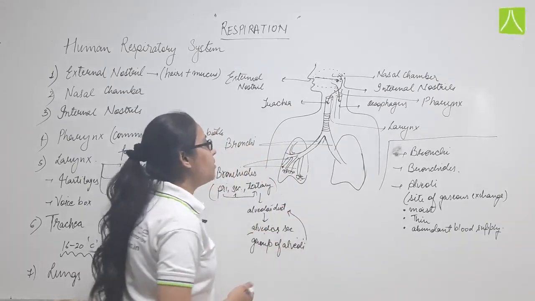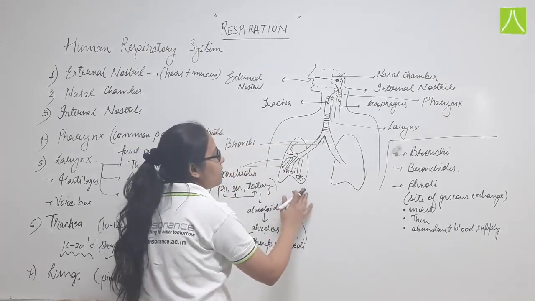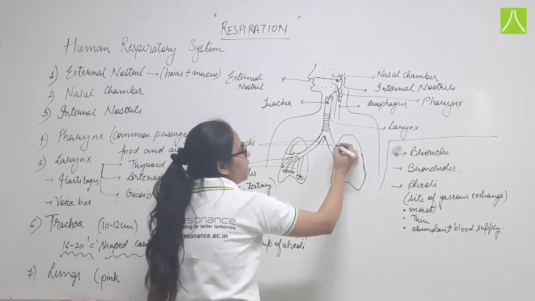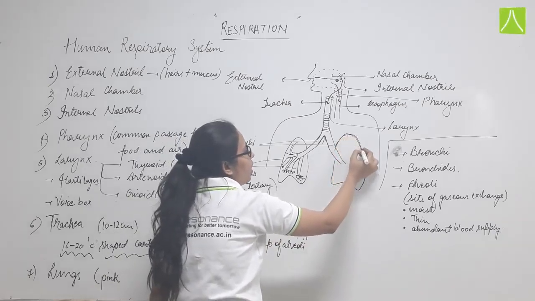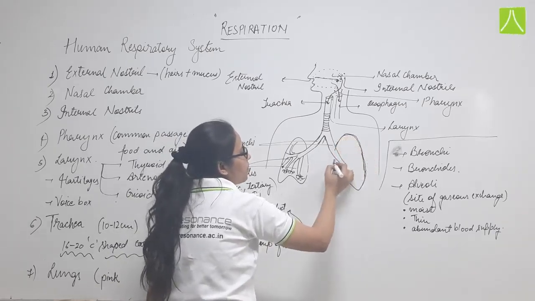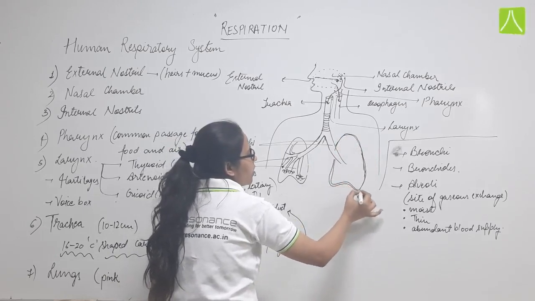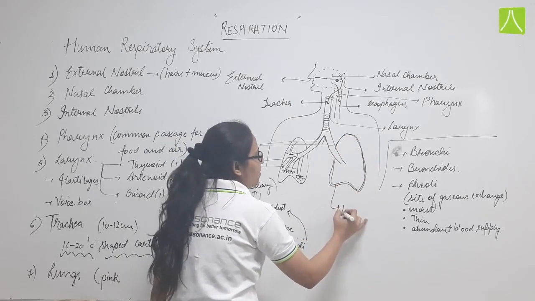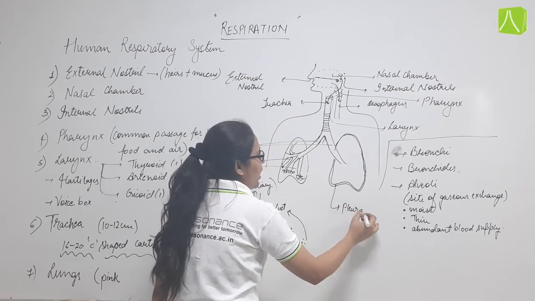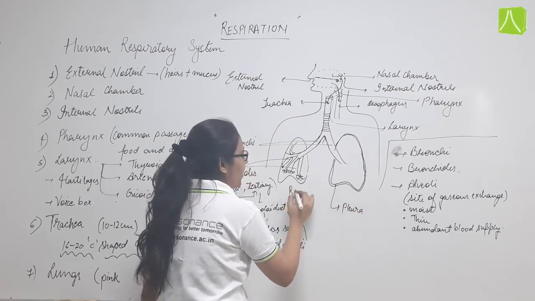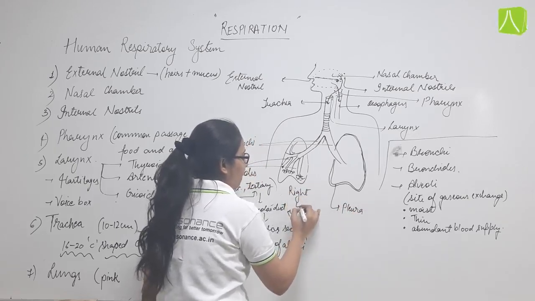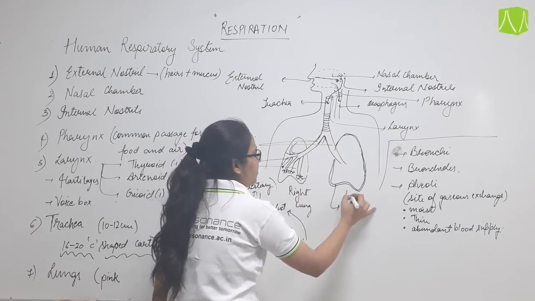There is one more thing which we have to remember in case of lungs. It is covered with a membrane known as pleura. This is the right lung and this is the left lung.